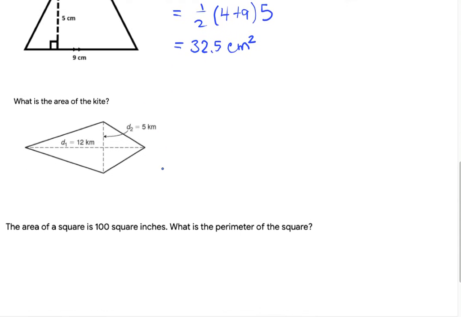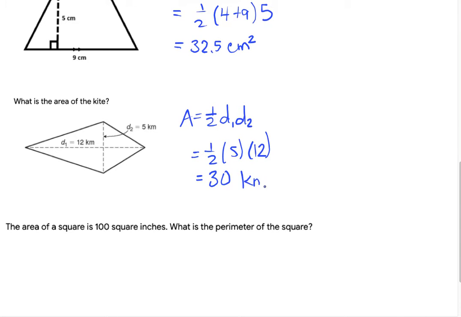Area of a kite, that's the same formula as a rhombus. So you're going to have 1/2 times each diagonal. So 1/2 times 5 times 12. So I should get 30 kilometers. That's a big kite squared.